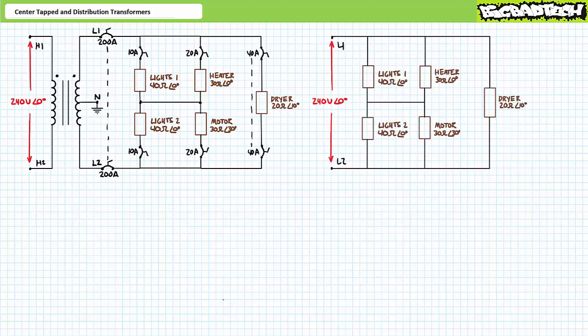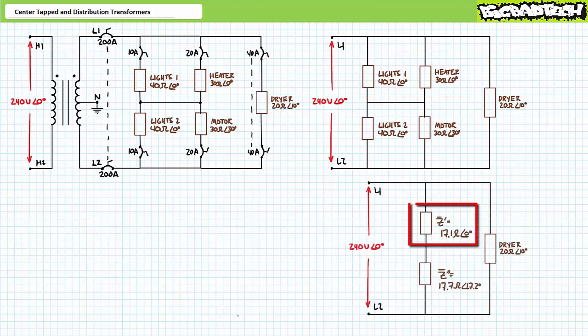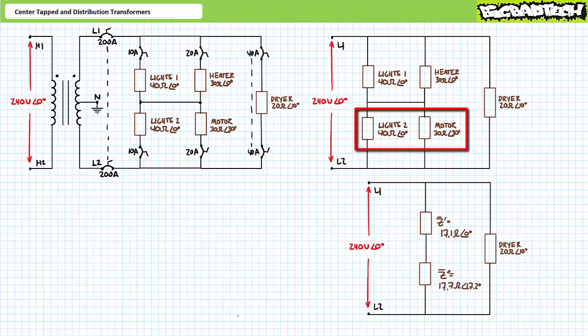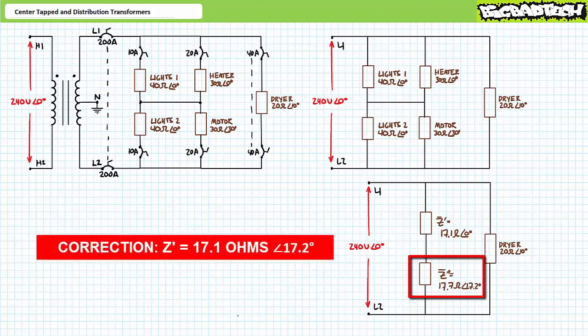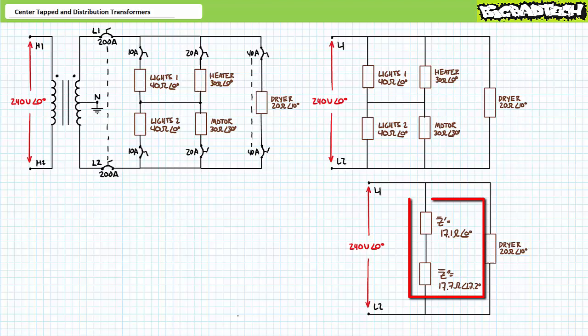A simplified diagram of the secondary minus the circuit breakers demonstrates the first lighting load and the heater are now in parallel with one another. Let's call this impedance Z single prime, which is a value of 17.1 ohms at an angle of 0 degrees. Similarly, the second lighting load and the motor are now in parallel with one another. Let's call this impedance Z double prime, which is a value of 15.5 ohms at an angle of 15 degrees. Z single prime and Z double prime are in series with one another across a 240 volt differential.